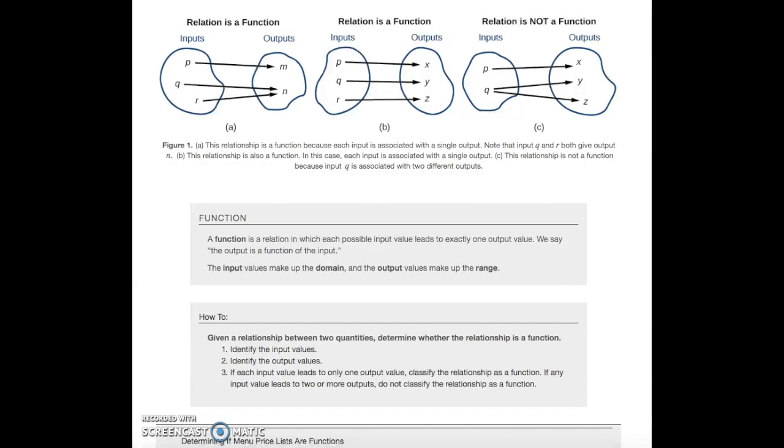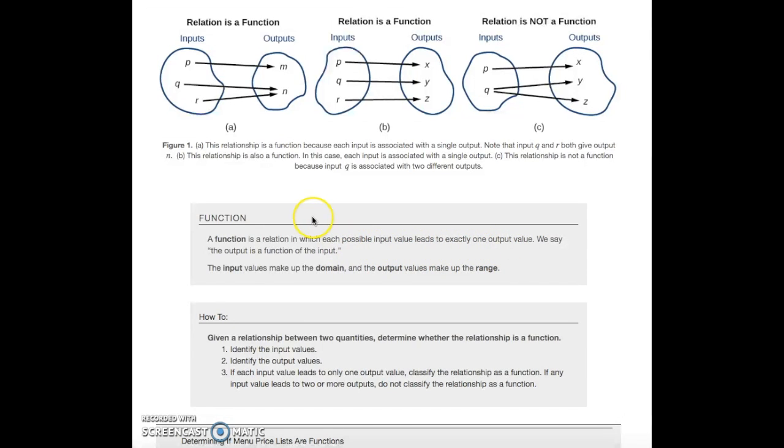So we're now going to move on to another definition, a very important definition in mathematics, a function. A function is a relation in which each possible input leads to exactly one output.